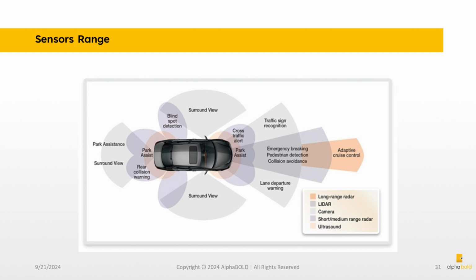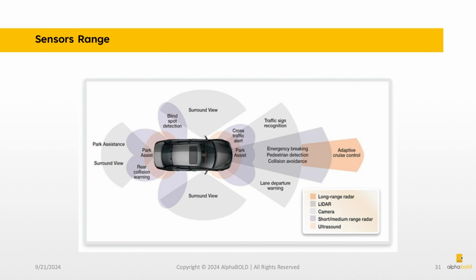These systems are designed to enhance safety and comfort for drivers. Here are some of the key features highlighted in the diagram. Sensors. Long-range radar detects objects at a distance, enabling features like adaptive cruise control and collision avoidance. Short/medium-range radar, used for features like blind spot detection and rear cross-traffic alert.